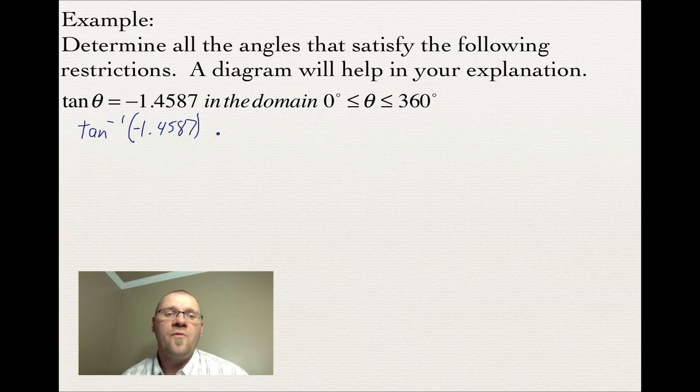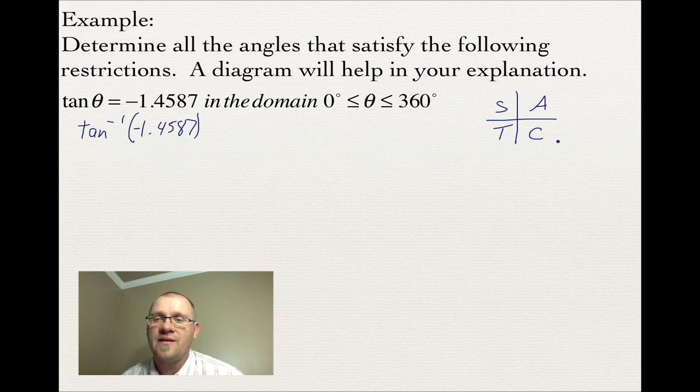Now, hopefully you've learned today that this negative in front of here really just tells you what quadrant it's going to be in. So remember, with the CAST rule, we're asking where is tan negative? Tan's negative in quadrant 4, and it's negative in quadrant 2. So really, you don't have to plug in the negative into your calculator at all. You could just go tan inverse of 1.4587. And what you're going to find is that you get an angle that is 55.6 degrees.